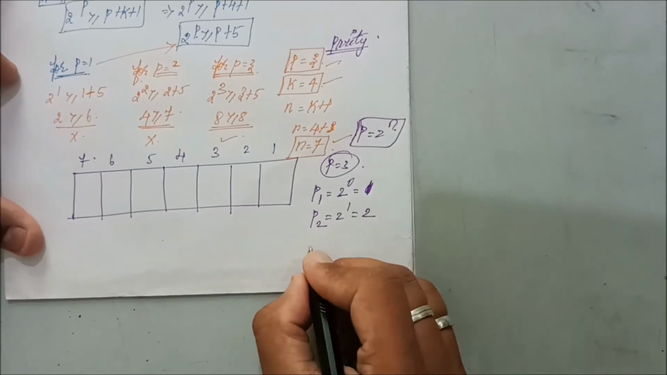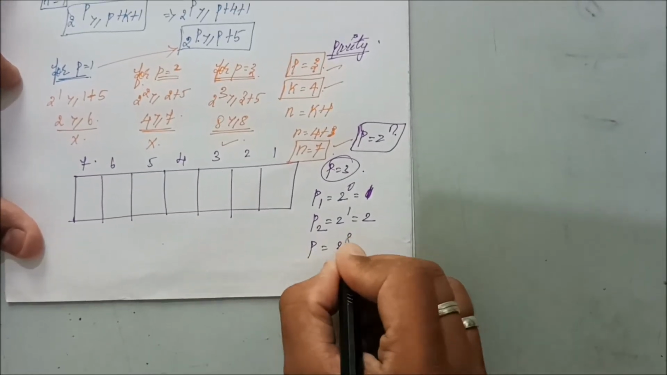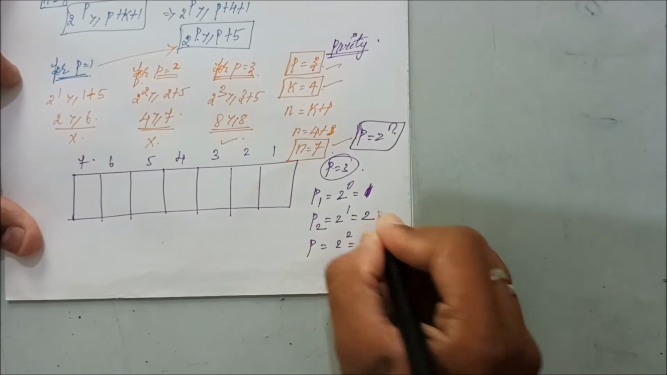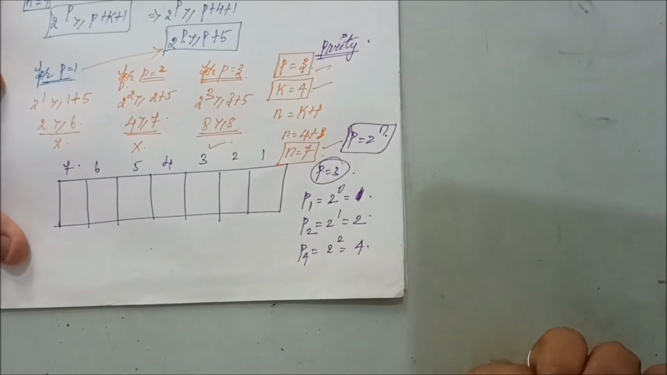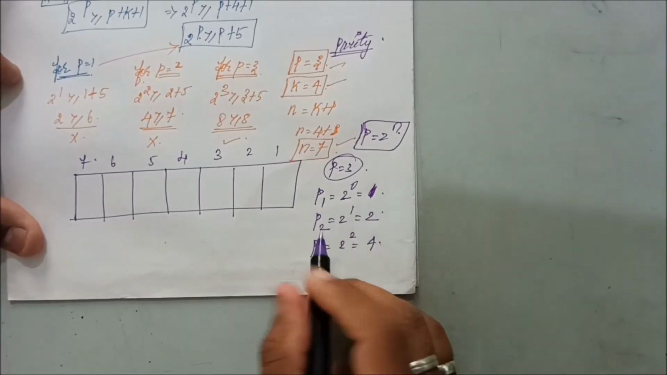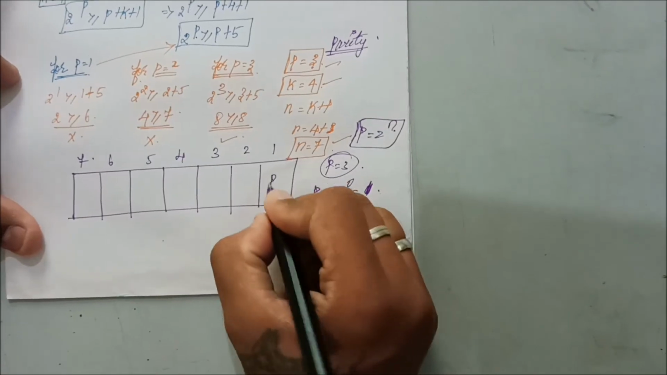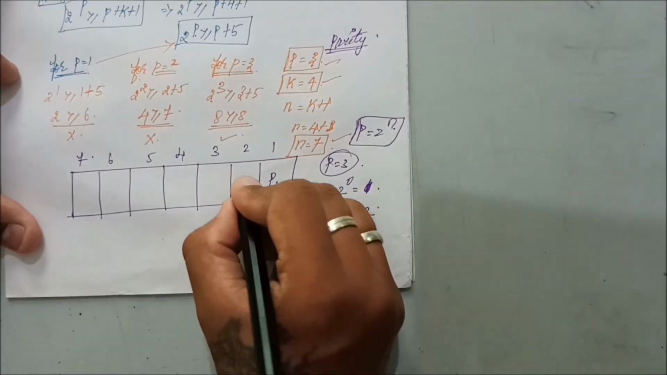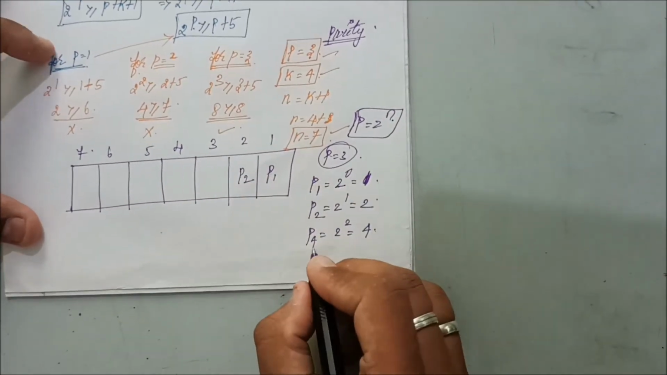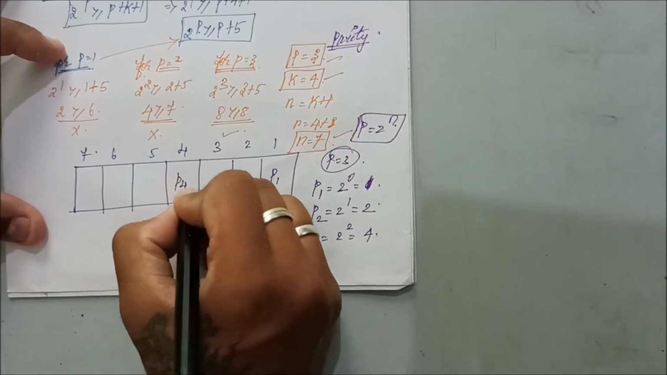ஓகேவா? ஸோ நெக்ஸ்ட்டு p is equal to 2 பவர் 2 சப்ஸ்டியூட் பண்ணுறோம். ஸோ 2 பவர் 2 is 4. ஸோ I'll be getting p4. ஓகேவா? ஸோ ஃபஸ்ட்டு p1 ஆக்குப்பை ஆகும். அதே மாதிரி p2 will occupy in the second position and p4 will occupy in the fourth position.